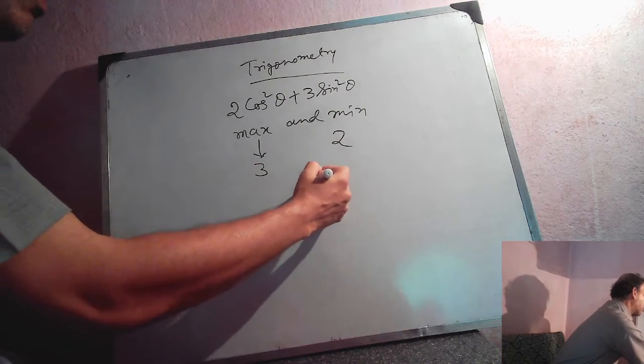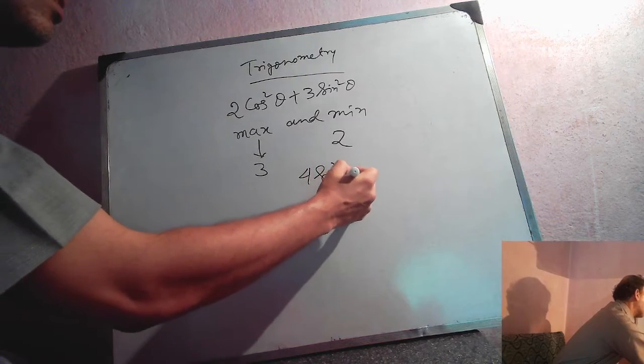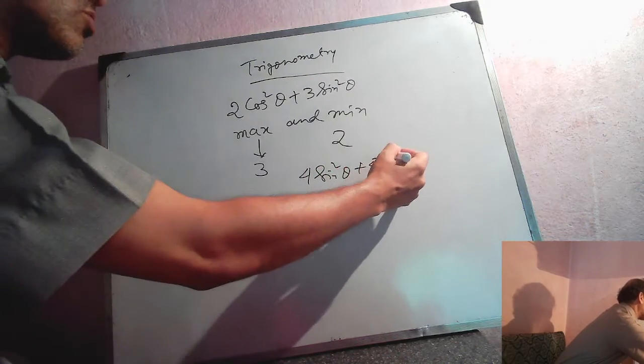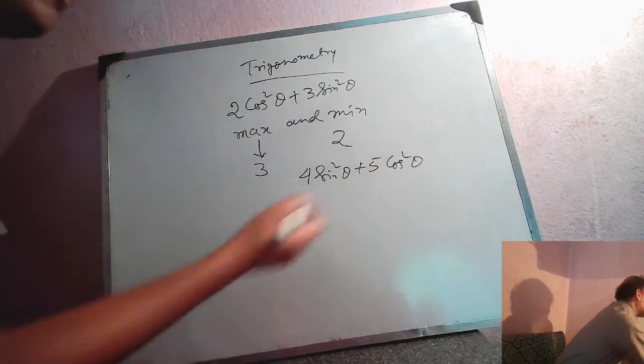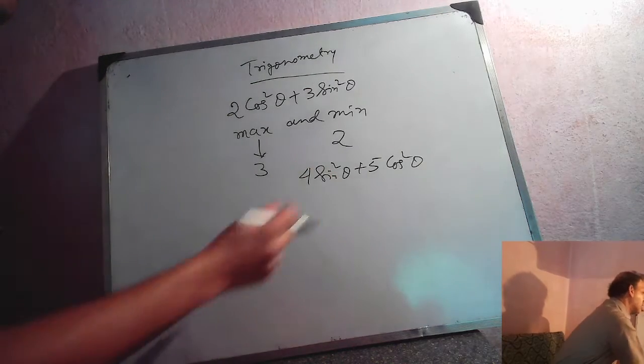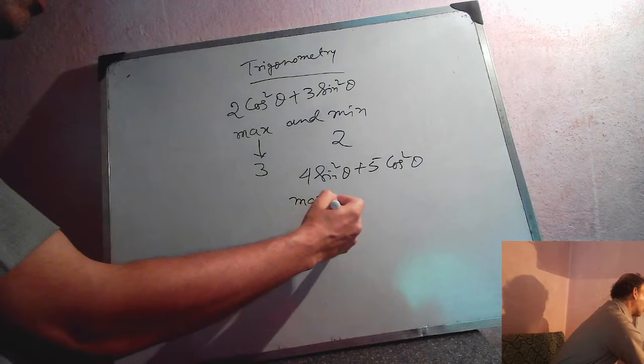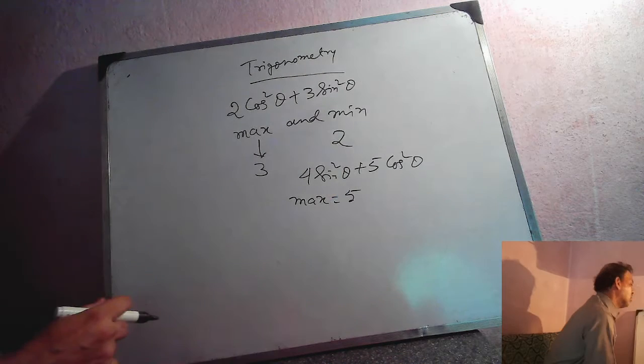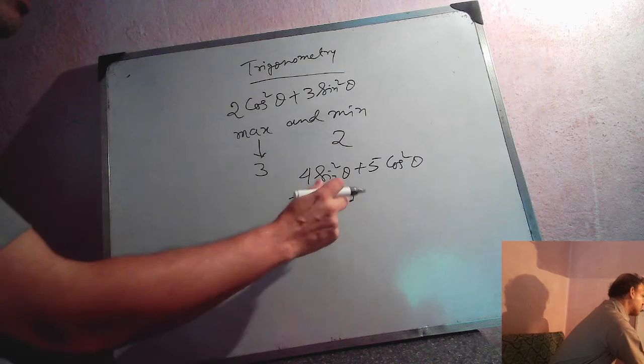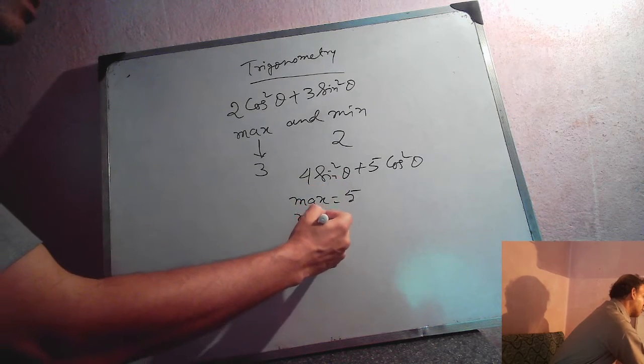Another, suppose 4 sin square theta plus 5 cos square theta. What will be the maximum value? Between 4 and 5, 5 is more than 4, so your answer will be 5 for maximum, and for minimum, 4.